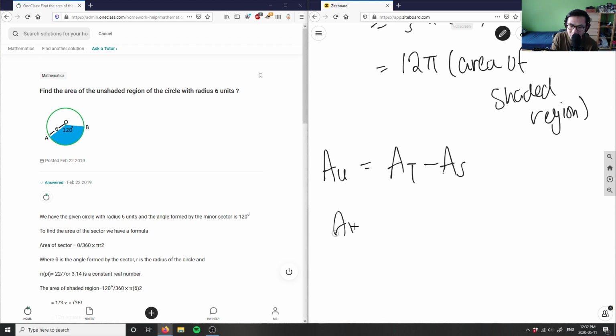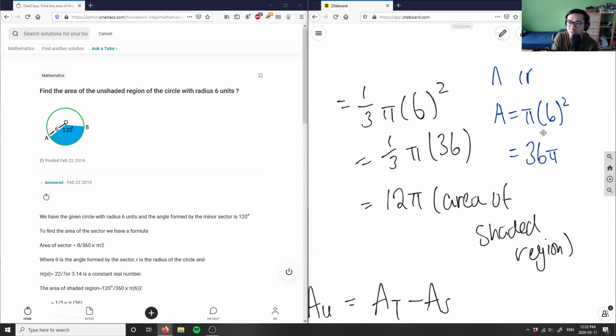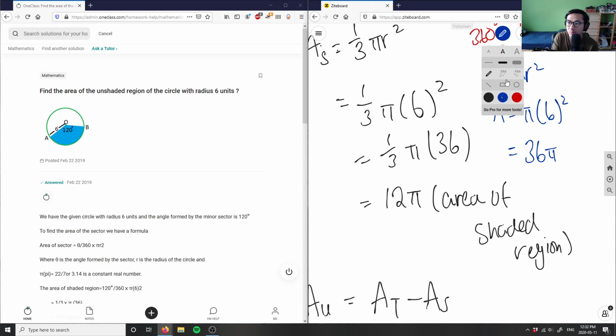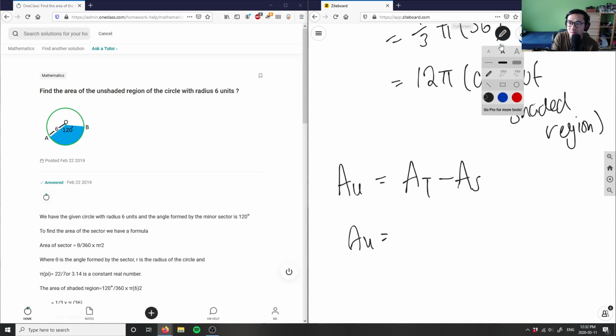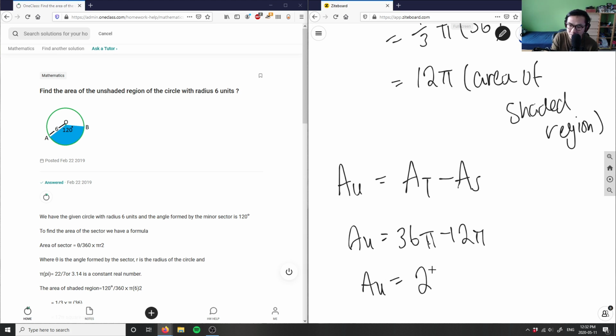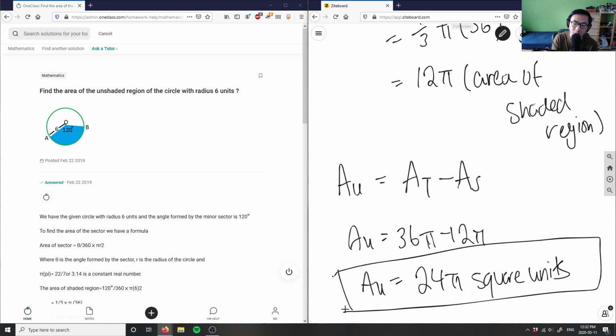So the area of the unshaded region, which is what I want here, is equal to the total area, which is 36 pi, minus the area of the shaded region, which is simply 12 pi. So the area of the unshaded region is simply 24 pi square units. So this here is my solution for this problem, 24 pi.